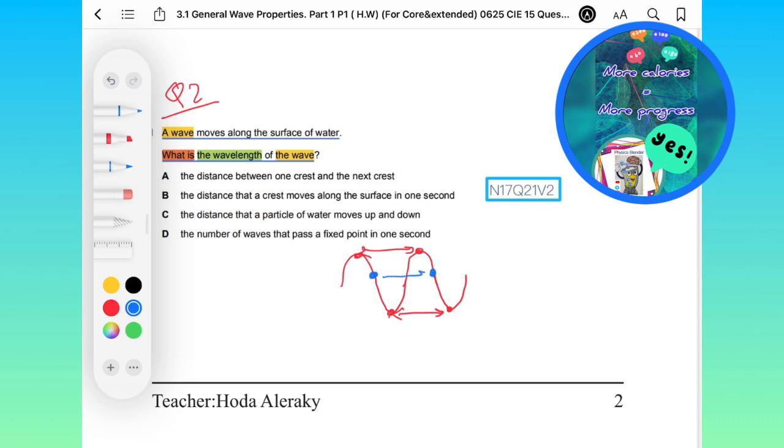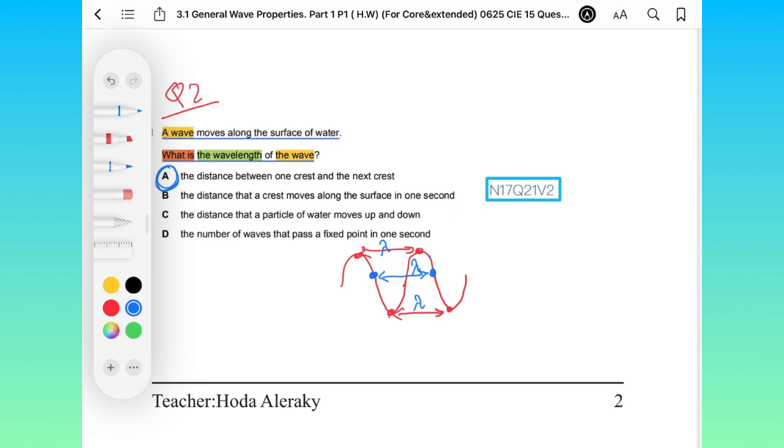Also, this representing the wave length, lambda. So all these are representing wave length. Okay, guys? Okay. So this here is also lambda. So the answer here is the distance between one crest and the next crest is the correct answer.